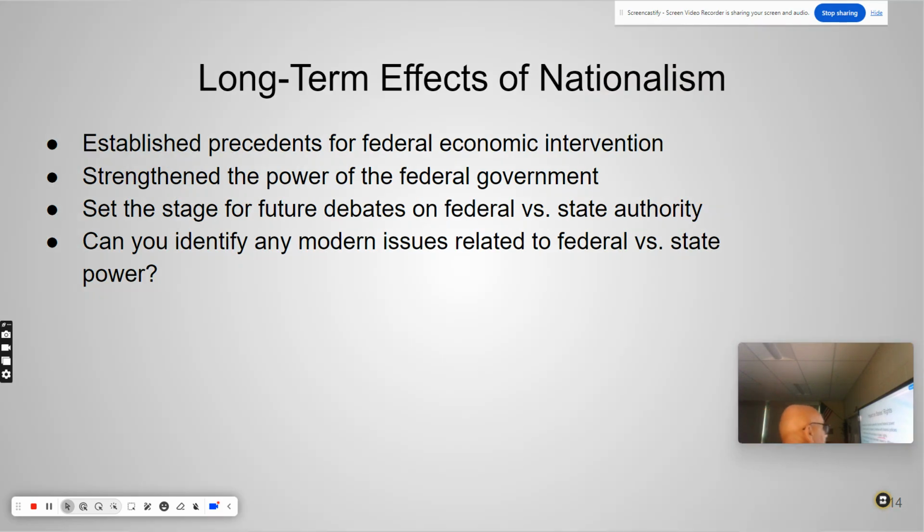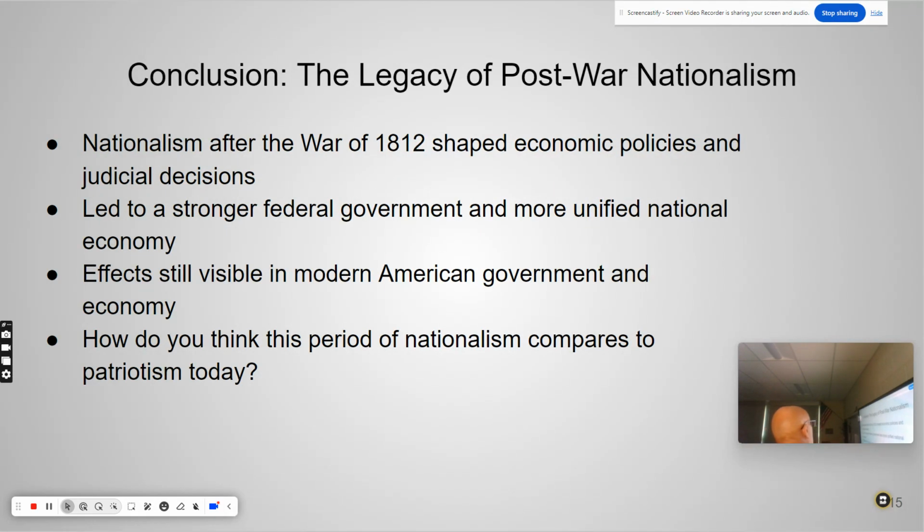All right. Next up. Conclusion. The legacy of post-war nationalism. We're talking about the War of 1812. Quick recap. Nationalism after the war is going to shape our economic policy and our judicial decisions. It's going to lead to a stronger federal government and a more unified national economy.